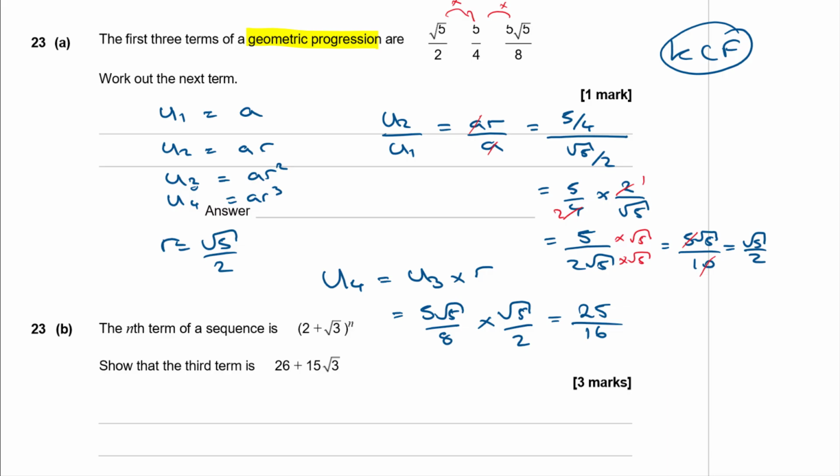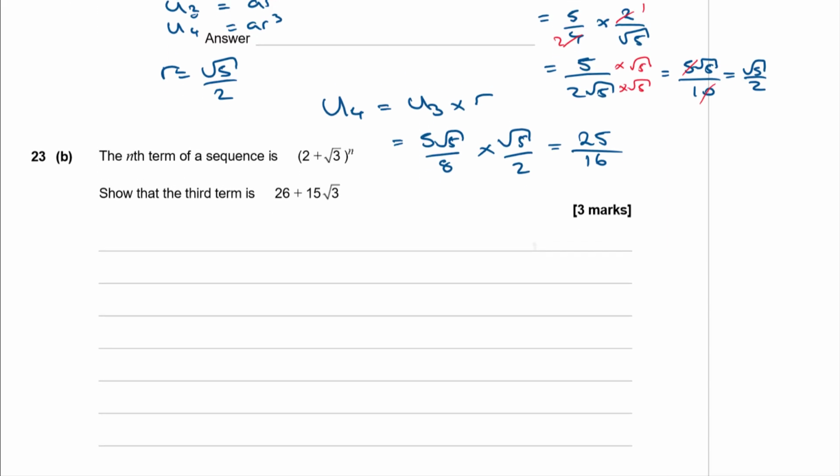And then part B says the nth term of a sequence is (2 plus root 3) to the power of n. Show that the third term is 26 plus 15 lots of root 3. I need a bit more space for this.